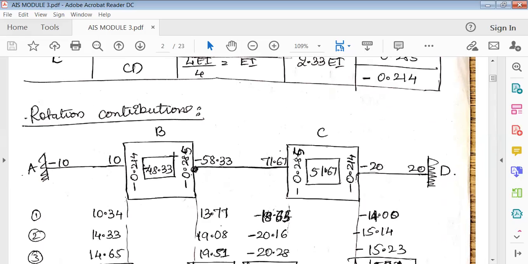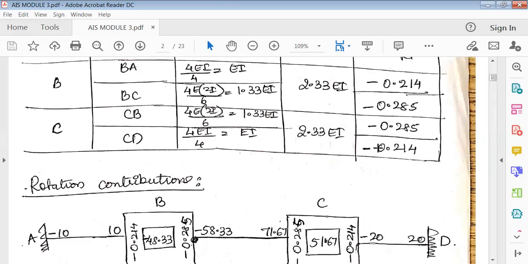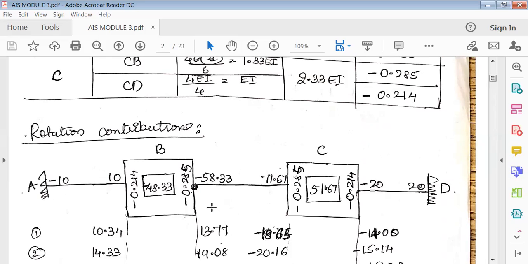So all these are nothing but the rotation factors we have calculated. Okay. Next, within the small box, you're going to write, now see, just adjacent to the box, whatever fixed end moments are existing adjacent to the box, that is left side of B, right side of B. Now to the left side of B it is 10, to the right side of B it is minus 58.33. So you need to add both of these. So 10 minus 58.33 is minus 48.33. So that is the one you're supposed to write here.